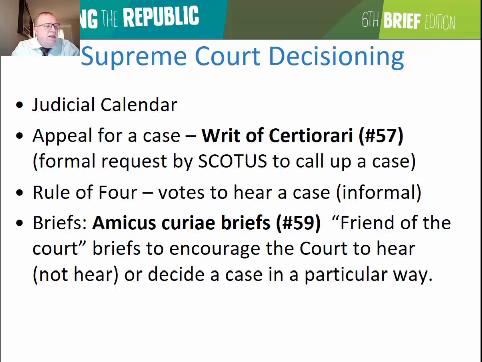Amicus curiae, number 59. The amicus curiae is the friend of the court. It's a brief written to try to influence the court to hear or decide a case in a certain way. There's a case I will talk about when we get together, Gideon v. Wainwright, which created the public defender system. And in the case of Gideon, a handwritten petition from someone sitting in a Florida prison went to the Supreme Court. But it also had 22 states that filed amicus curiae briefs that said, please, please, please hear this case.